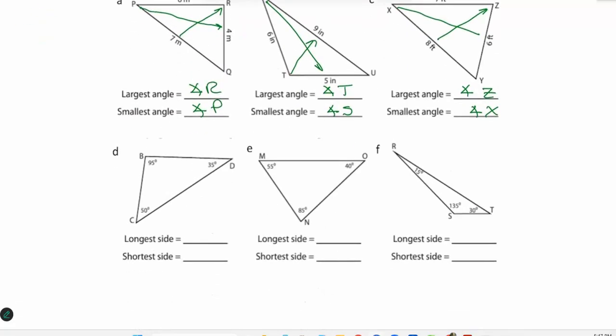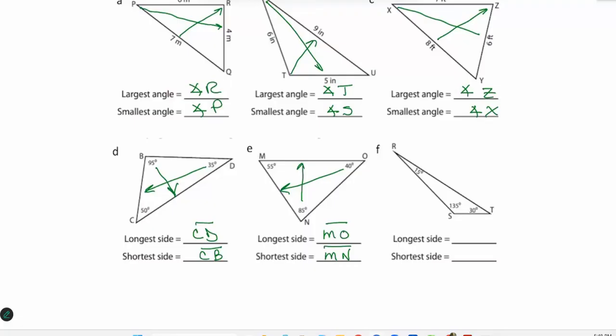So the longest side is across from the biggest angle. So the longest side is side CD, and then put your hash mark on top. The shortest side is across from the smallest angle. So that's going to be CB. Longest side is across from the biggest angle. That's MO. And the shortest side is across from the smallest angle. So that's MN.